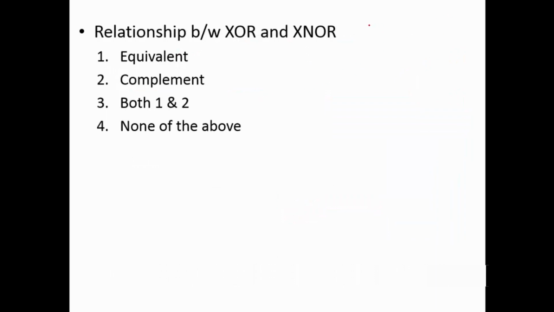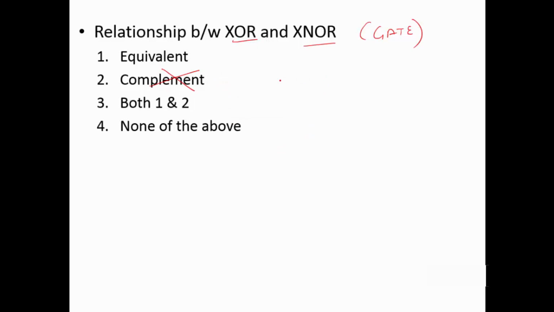Now there is a GATE question. This has been asked in GATE and it is very easy also. What is the relationship between the XOR gate and the XNOR gate? From this question we will see one very important concept also. The majority of you will answer that XNOR is the complement of XOR, but this is a wrong answer.